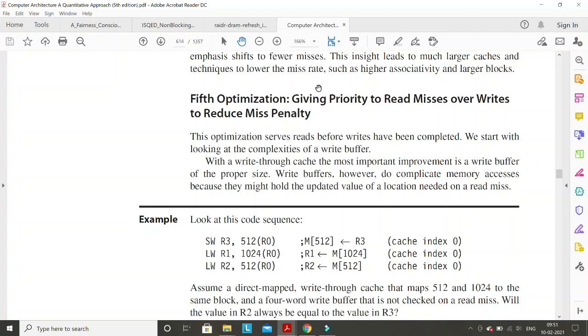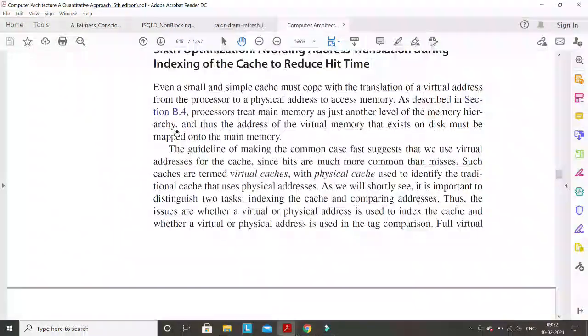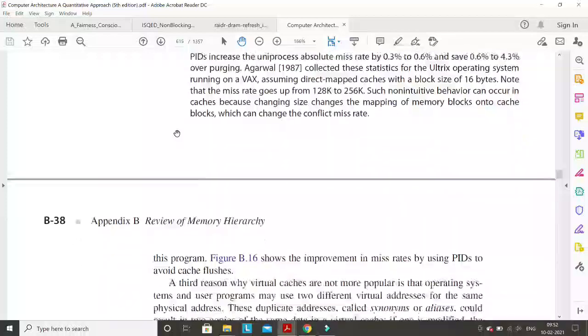But after this quiz, if we continue to clear our concepts, then try to understand all these optimizations. I'll not ask any question from them for this quiz, but if you want to clear your basic doubts regarding computer architecture, basically cache memory, try to read up to the fifth optimization as well. Fifth and sixth are also important.